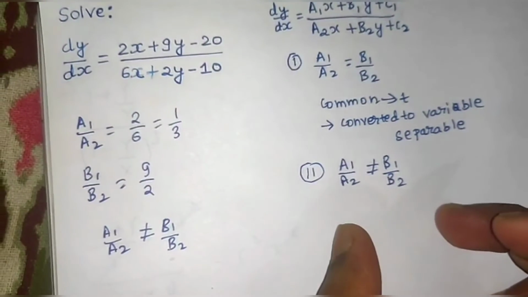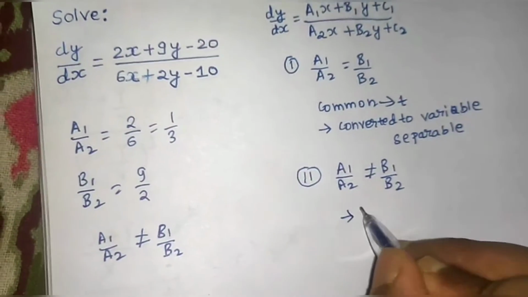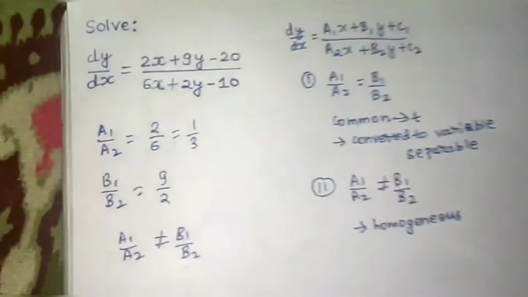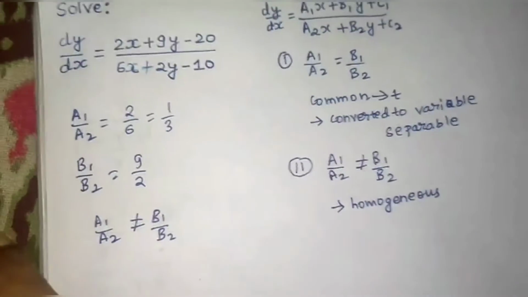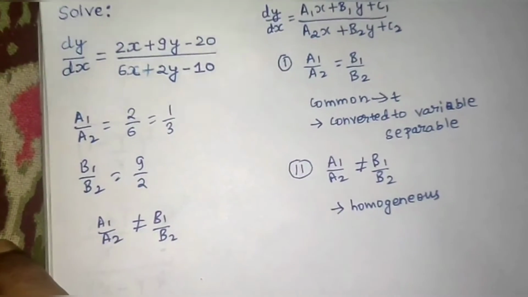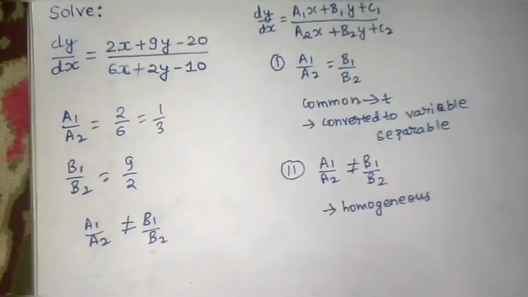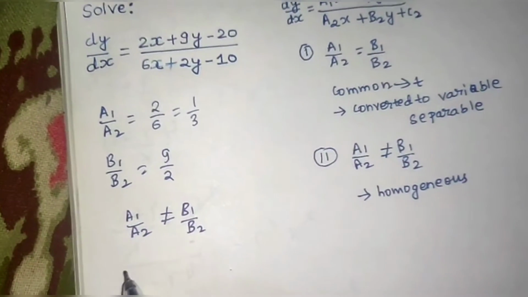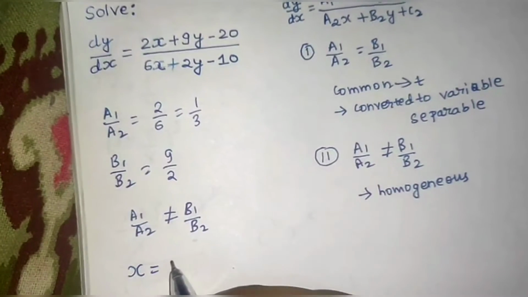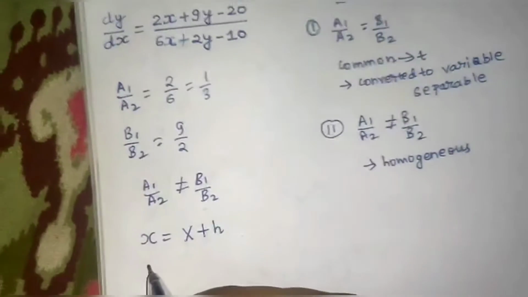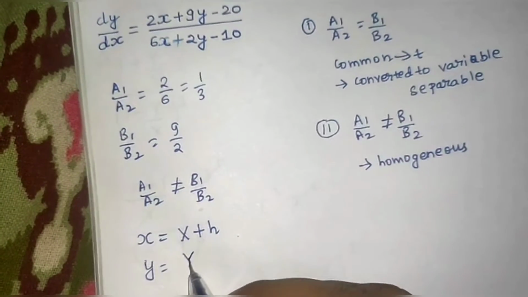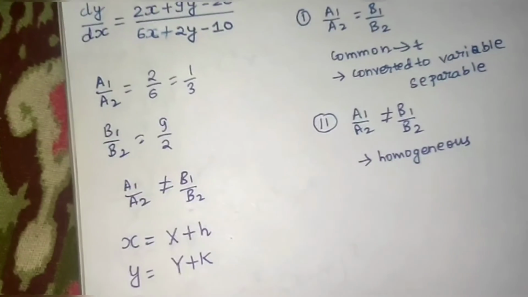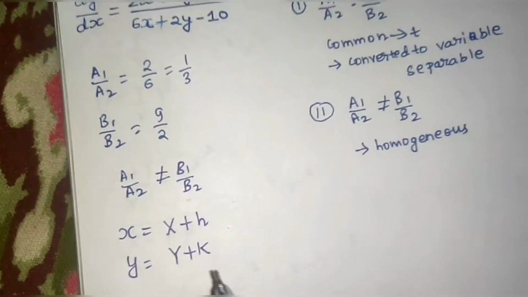How to solve this type of question? One thing I can surely tell is that this will be converted into homogeneous. And you know, homogeneous are further converted into variable separable. So one basic idea is clear. How to solve this? Let's understand. First step is you take your small x as capital X plus h, your small y as capital Y plus k. Now I want to convert everything in terms of capital Y and capital X.